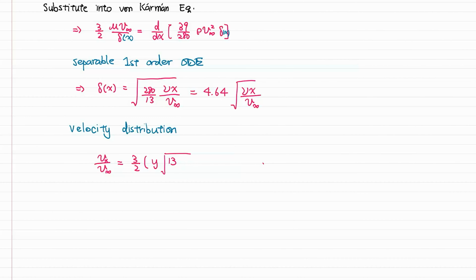The velocity distribution here would be Vx over V infinite equals 2/3 times y times the square root of 13 over 280 times V infinite over nu times x, minus 1/2 times y times the square root of 13 over 280 times V infinite over the kinematic viscosity times x, to the third power.